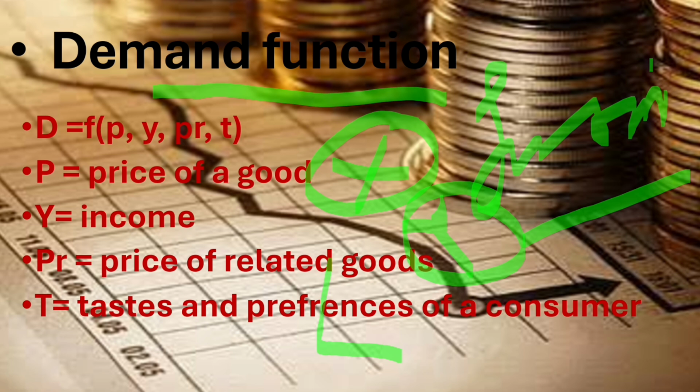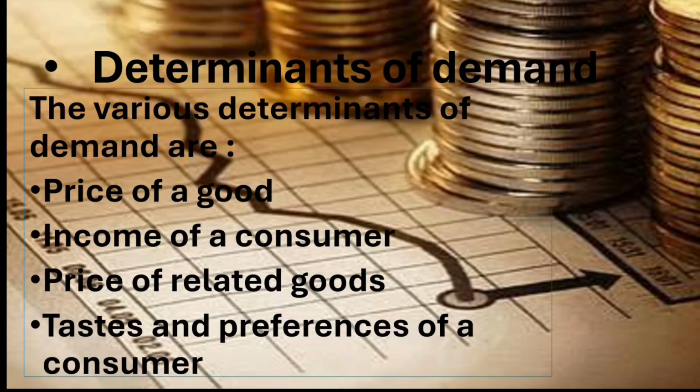We can say future expectations. And apart from that, seasons are also playing an important role. Like there is winter going on right now, then there is more demand for woolens. In the same way, during rainy season there's more demand for umbrellas. So demand is a function of various things, so we can say there are determinants of demand, like we have price of a good, income of a consumer, price of related goods, taste and preferences, future expectations.